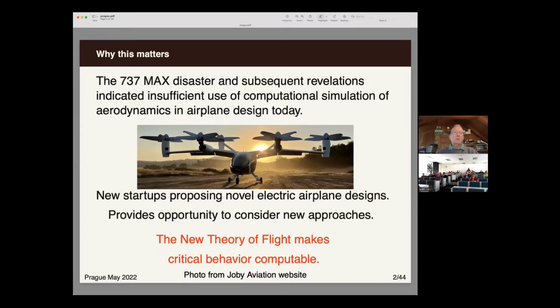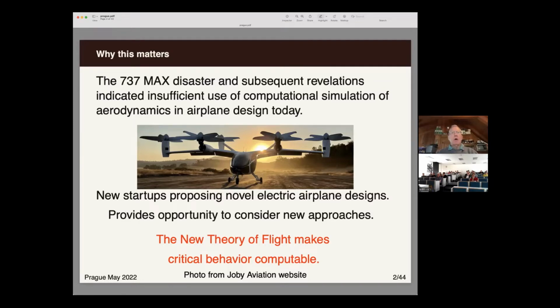And on a more positive note, there's an opportunity to do this with new startups who are proposing new kinds of airplanes, many of them electric airplanes, and many with completely different kinds of applications. In fact, there's one that I refer to as a ground effect vehicle that's not exactly a plane because it doesn't get high enough off the ground. It can be considered something that, say, our FAA would require certification.